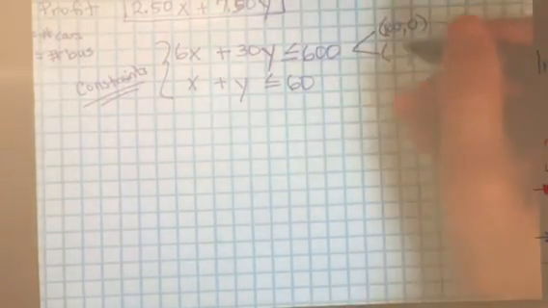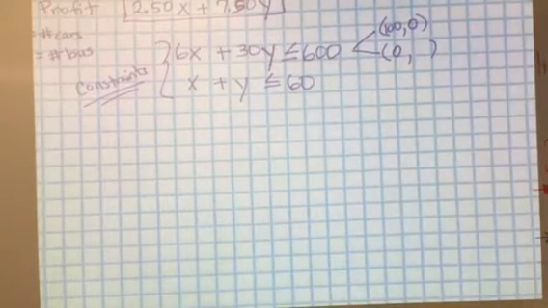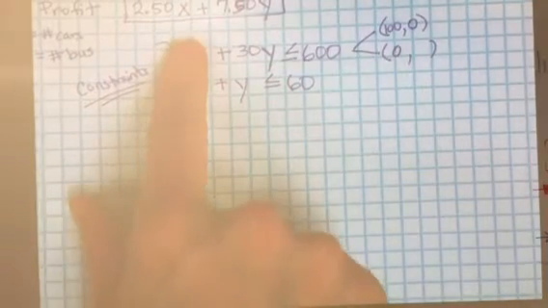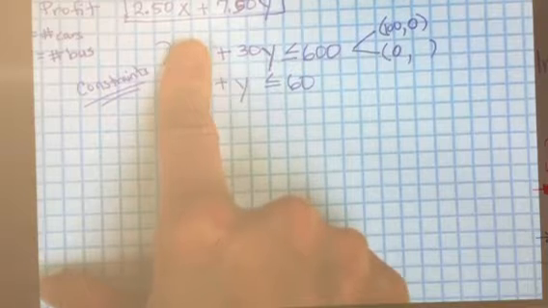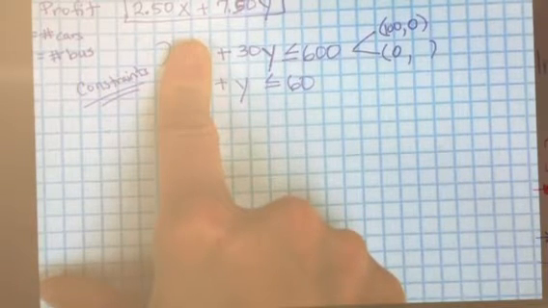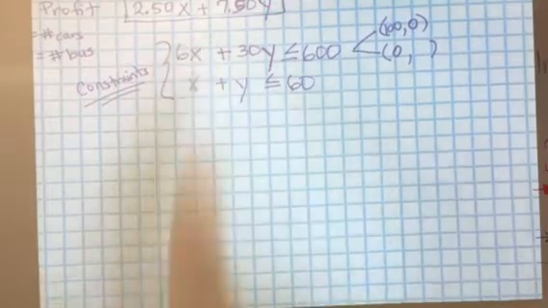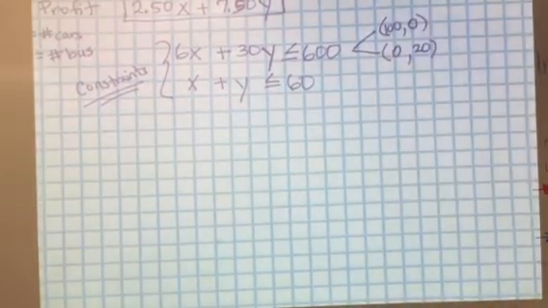The Y-intercept has an X value of 0, because if you're on the Y-axis, you didn't move left or right, you only moved up or down. So plug in 0 for X, and you get 6 times 0, which is 0, which is why I'm covering it up. It's just 0. 30Y equals 600. Divide both sides by 30, and Y equals 20. So 0, 20 is the Y-intercept.